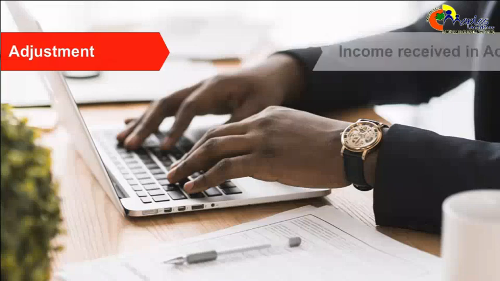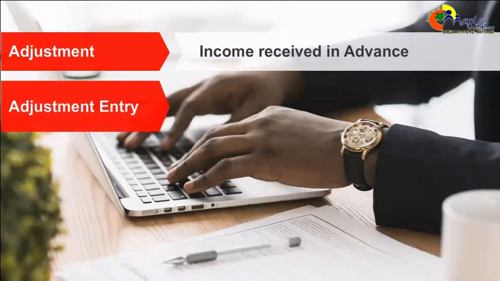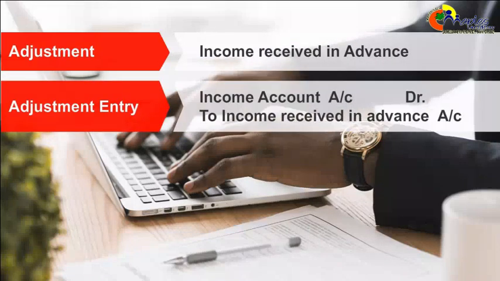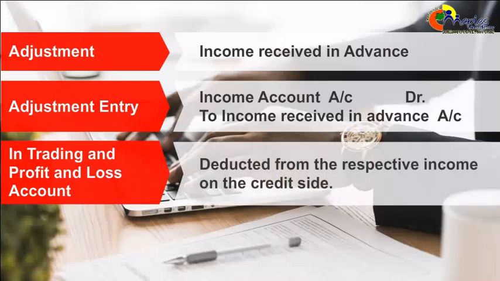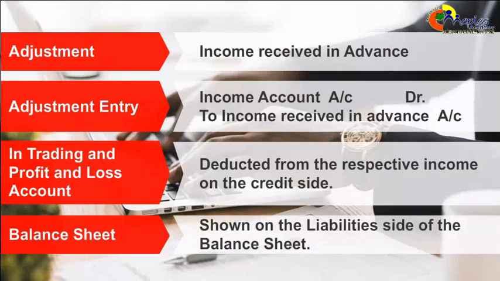Adjustment: income received in advance. Adjustment entry: income account debited to income received in advance account. In trading and profit and loss account, deducted from the respective income on the credit side. In the balance sheet, shown on the liabilities side.